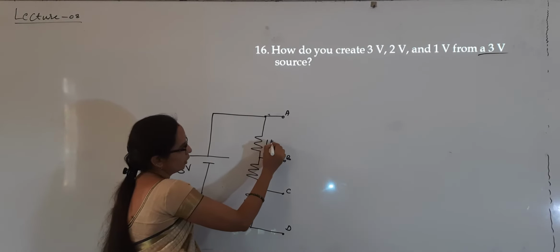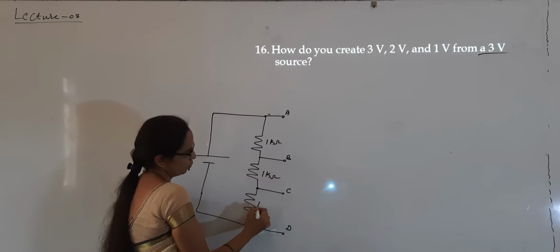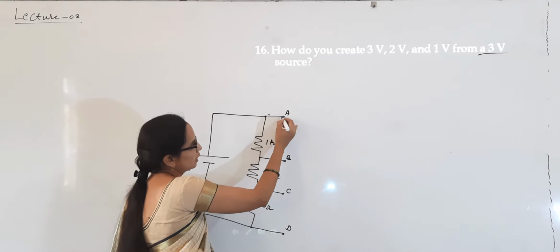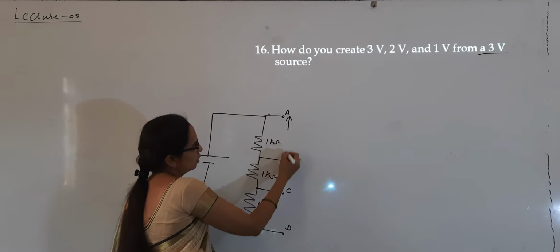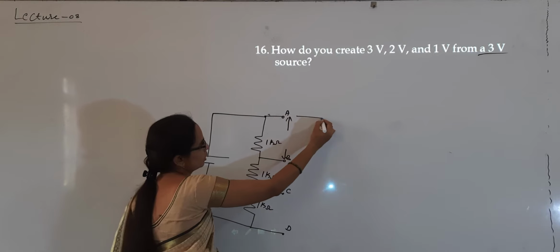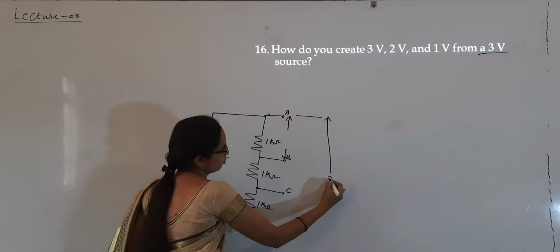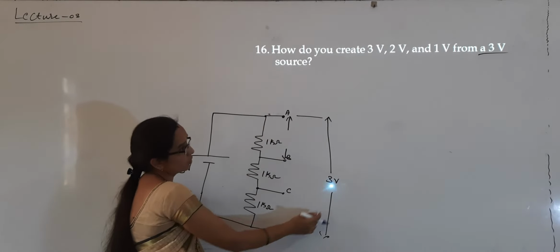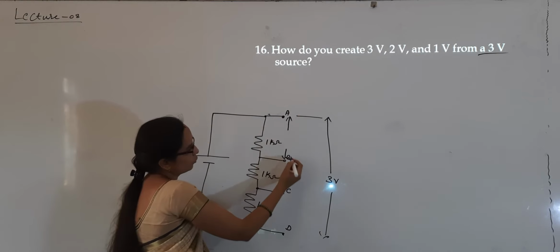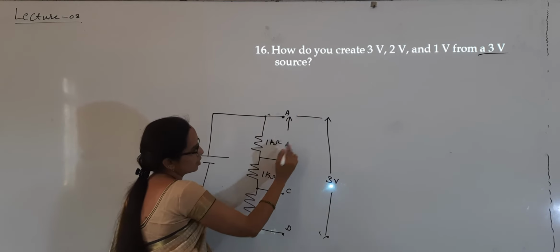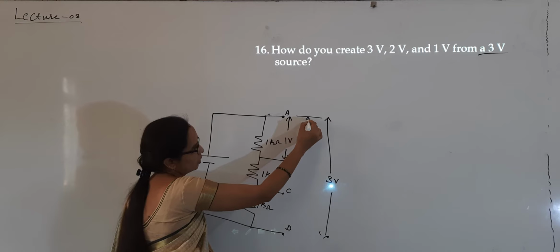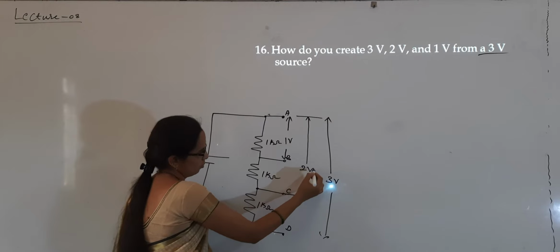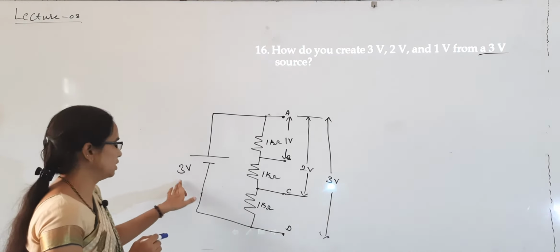Use equal value resistances, 1 kilo ohm each. If you measure voltage across A and B, the complete voltage will be 3 volts. So if you connect a voltmeter across this, you will get 3 volts. If you connect the voltmeter across here, that will be 1 volt. If you connect it across here, that will be 2 volts, because 3 volts is the source.